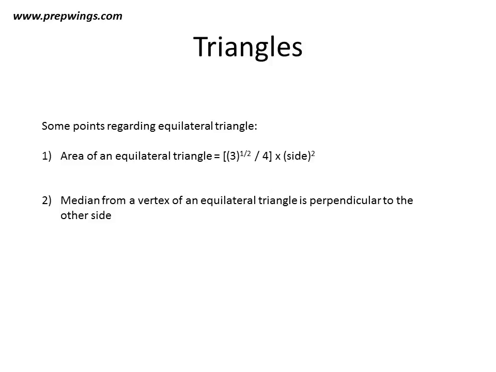Now some points regarding equilateral triangle. Area of an equilateral triangle is given as under root 3 by 4 into side square. Okay, so if we know a side of an equilateral triangle, we can directly use this formula to find the area of an equilateral triangle. The other point to note is the median from any vertex of an equilateral triangle is perpendicular to the other side. What this means is that the median and altitude for an equilateral triangle are same.